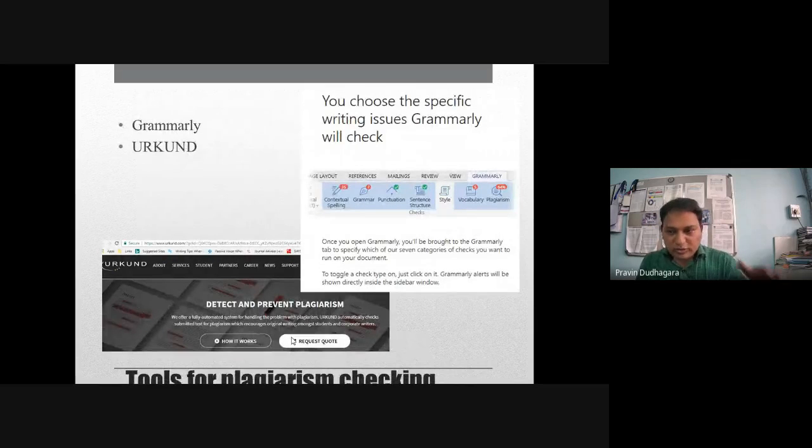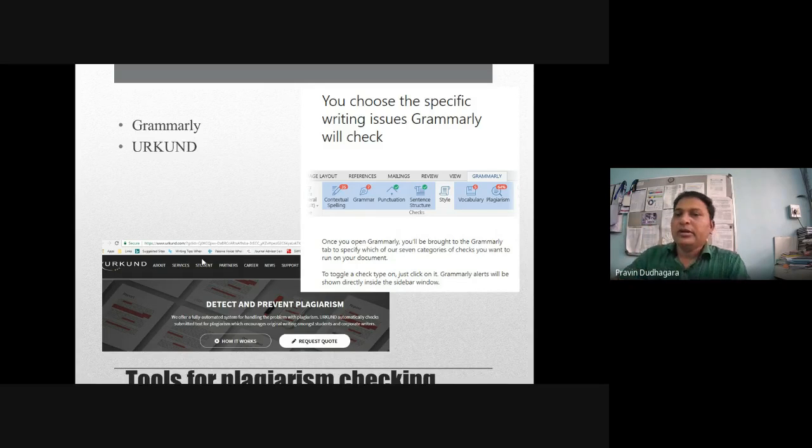Okay, so tools for plagiarism checking. Being a student, for example, I am an engineering student and I do the entire project, and before the final submission, I have to check how much plagiarism is there, I mean how much similarity there is, and whether it is under plagiarism or not. For that, Urkund is available. The central government has designed that website, urkund.com.